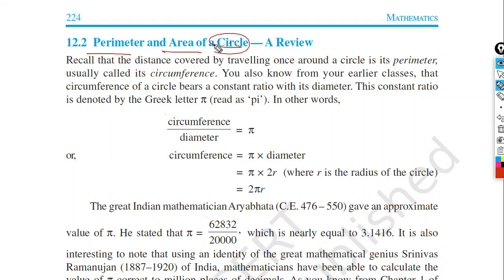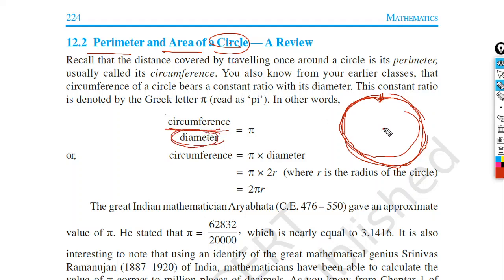There we discussed circumference divided by diameter. You know that in a circle, what is circumference? Circumference is the distance covered by traveling once around the circle. That means if you start from this point and move around to that point again, this distance is called the circumference. So we measured the circumference and divided it by the diameter.